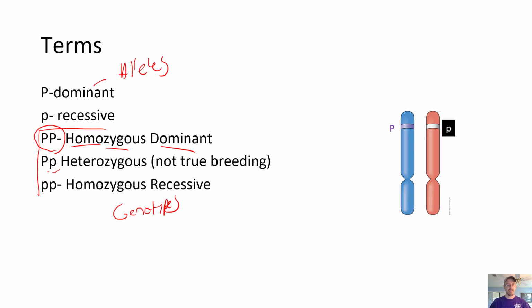If you have a big P and a little p, a copy of the dominant and a copy of the recessive, you are hetero. Hetero means different. Heterozygous, so that means you're not true breeding, right? You're big P, little p. If you have two copies of the recessive allele, you are homozygous recessive. That is your genotype. Those are very important terms to know and learn well, because you'll hear about them probably in every course throughout your biological career.